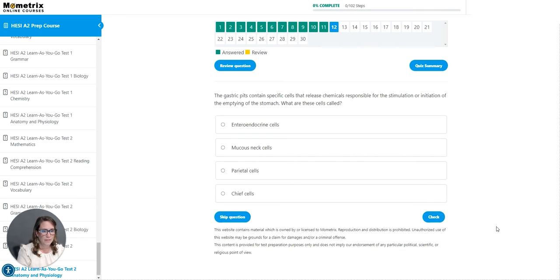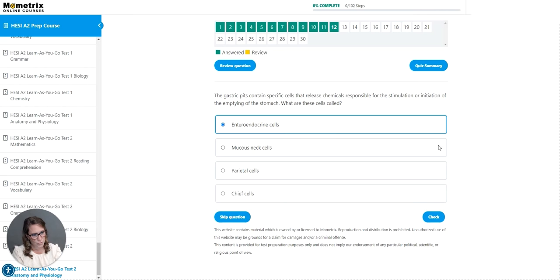Question number 12. The gastric pits contain specific cells that release chemicals responsible for the stimulation or initiation of emptying the stomach. What are these cells called? Enteroendocrine cells, mucous neck cells, parietal cells, or chief cells? And we're going to choose our first option here.